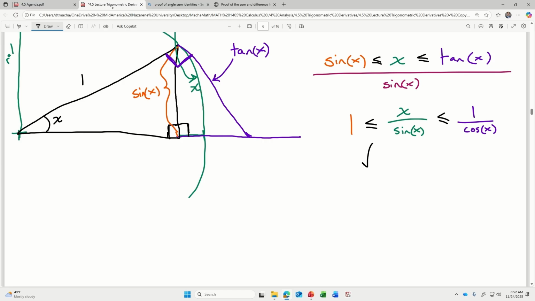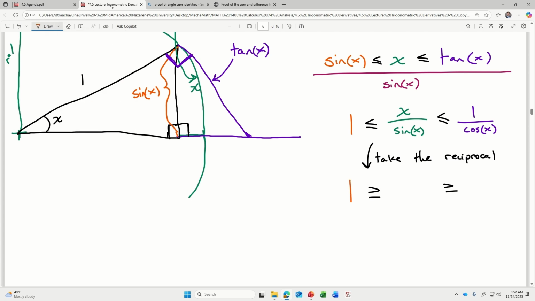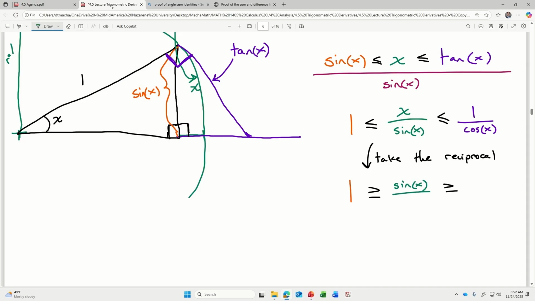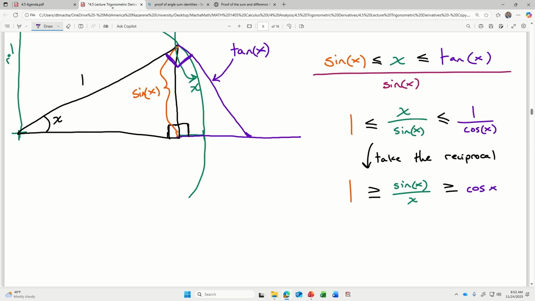We're going to take the reciprocal of all three of these terms. And in taking the reciprocal, that's going to switch the order of these inequalities. 1 divided by 1 is just 1. 1 divided by x over sine of x is going to be sine of x over x. And then 1 divided by cosine of x is going to be cosine of x. And taking the reciprocal is going to flip the direction of the inequalities, because if I've got 1/3 greater than 1/4, and I take the reciprocals, well, 3 is less than 4. So taking a reciprocal means you're switching the direction of the inequalities.